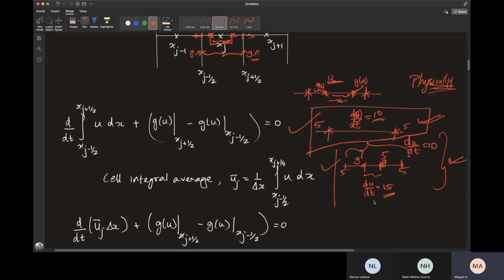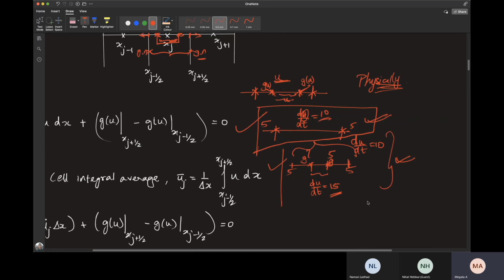Is it clear, or do you still have doubts? Yes, ma'am, I understood this. Ma'am, then in the first place, how did we define conservation for each cell?